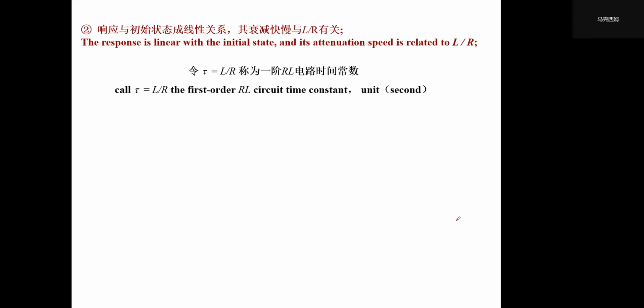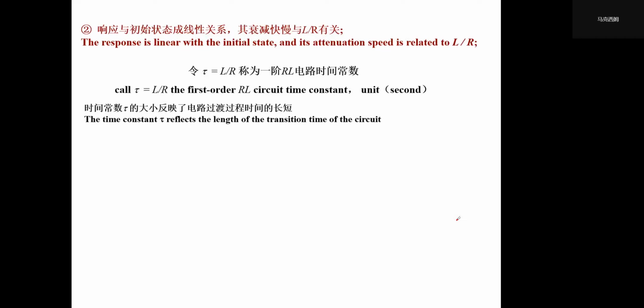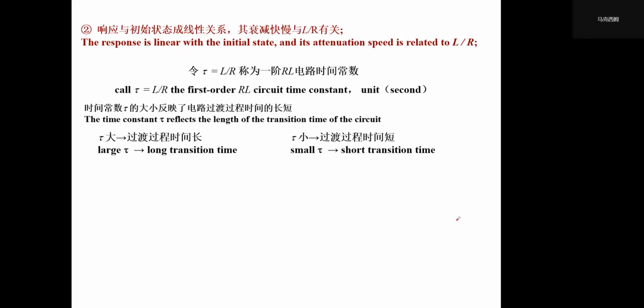And we know that the response is linear with its initial state, and the decaying speed is related to the ratio of L over R. So we call tau equals L over R the time constant of the first order RL circuit, and the unit is second. So still, this time constant reflects the length of the transition time of the circuit. A large tau means a longer transition time, a small tau means a shorter transition time.